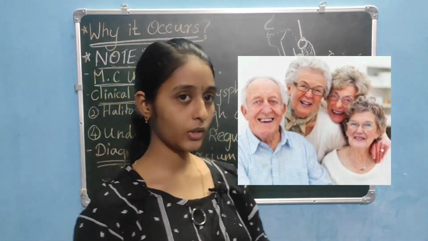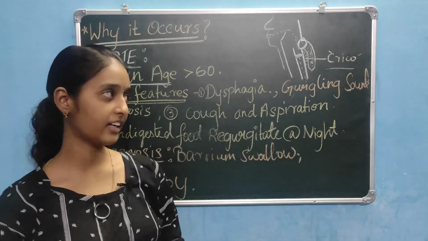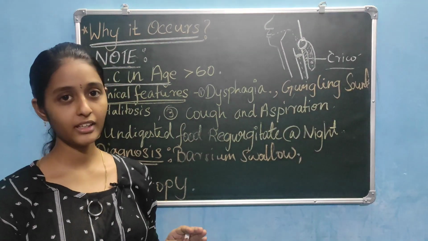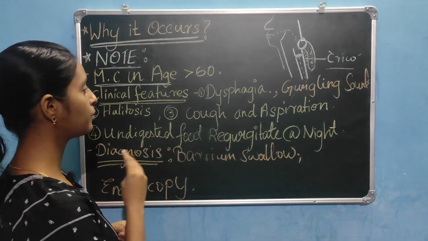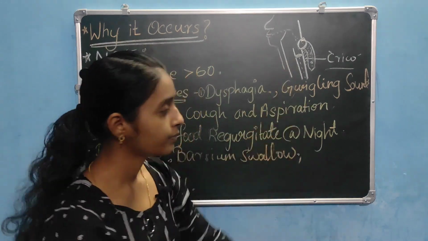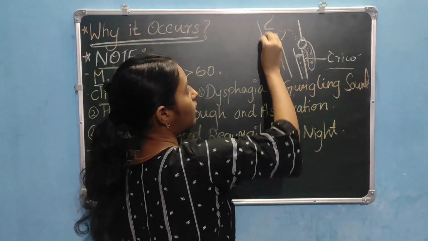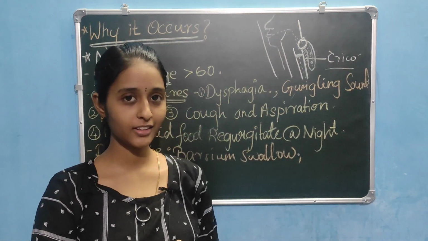This Zenker's diverticulum occurs in the elderly, that is, more than 60 years of age. Not commonly in young adults. It occurs only after 60 years of age. And all these we know. Are you all okay about the pathology?